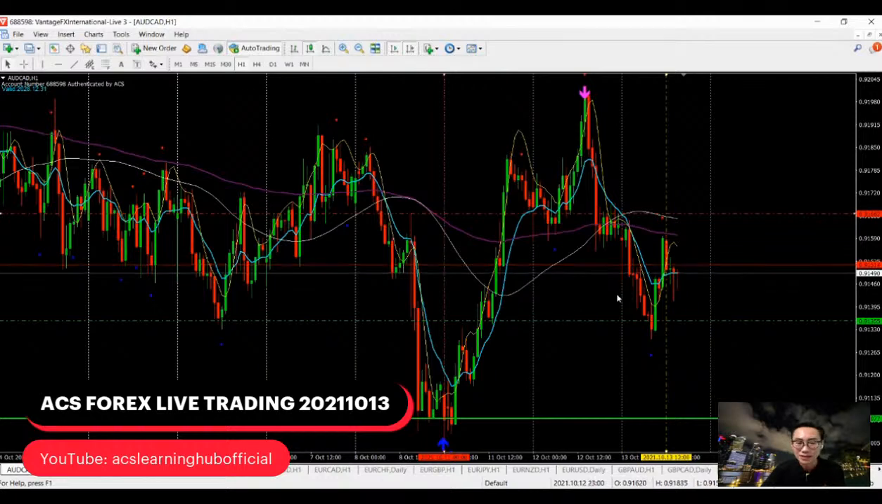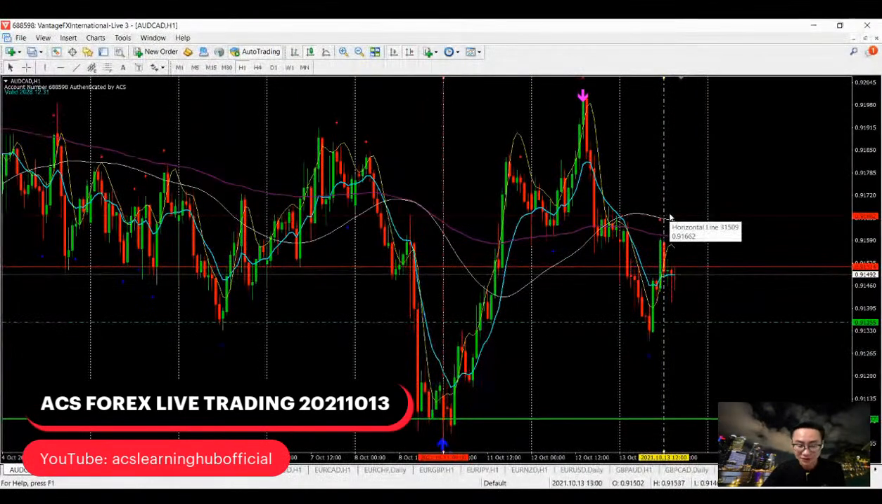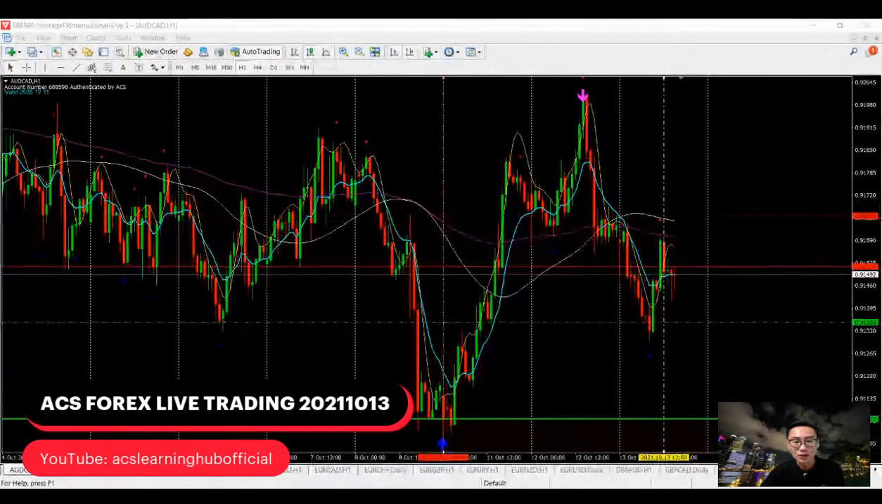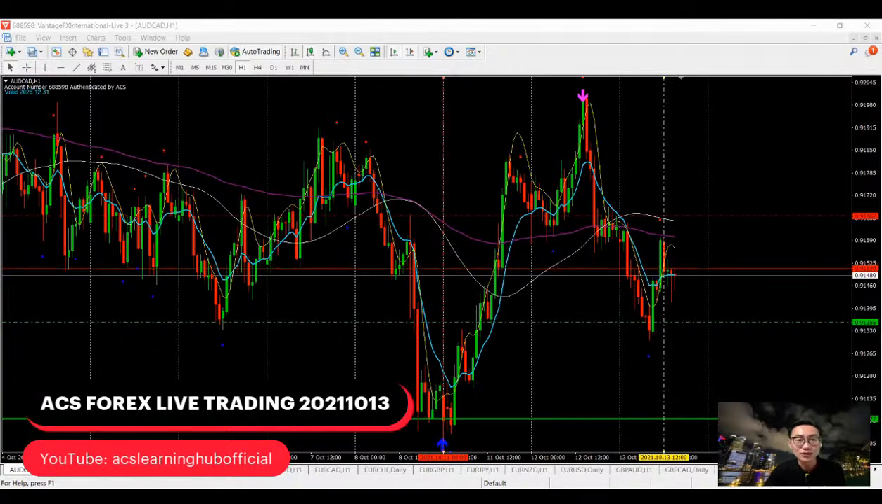Usually when I'm selling a trade, I will always try to sell at the resistance level. Once it touches the resistance level, I will take note and get ready to sell the trade. So how do I sell a trade?